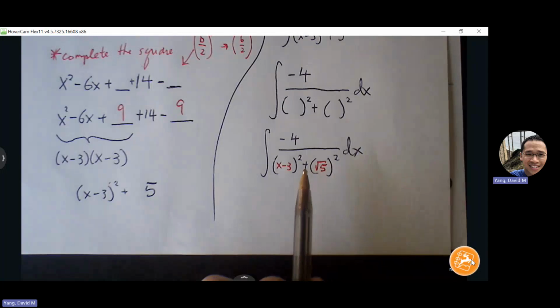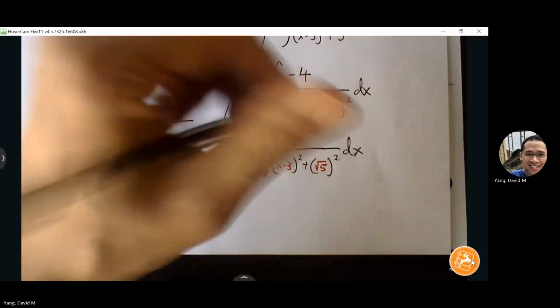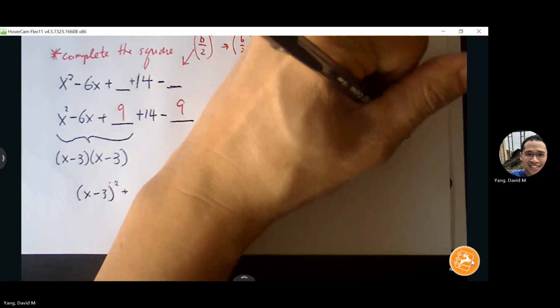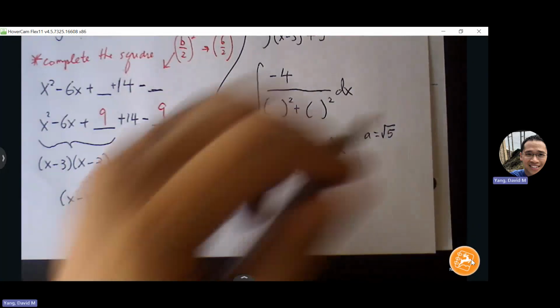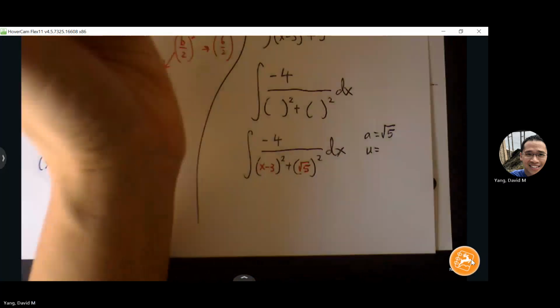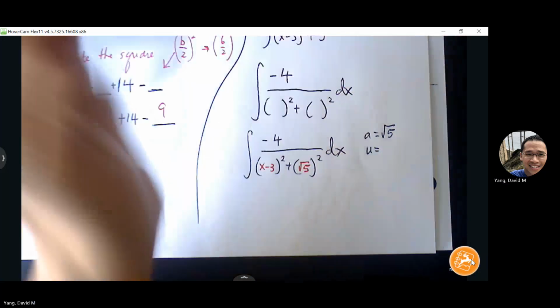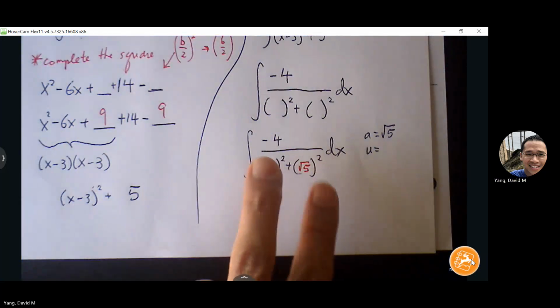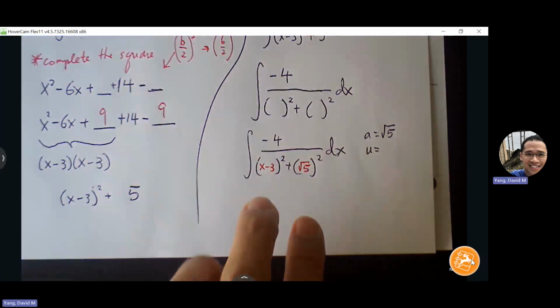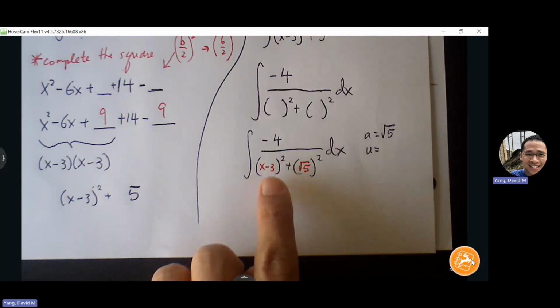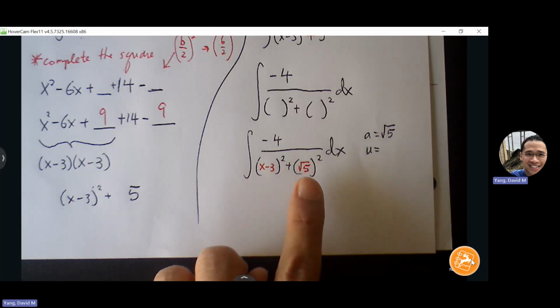Okay, let's go through our u substitution. What's our a value? Root 5, yeah. And our u value is... sometimes they may be flip-flopped based off of how we present it, but remember our u value is always going to be the variable and our a value is always going to be the constant.